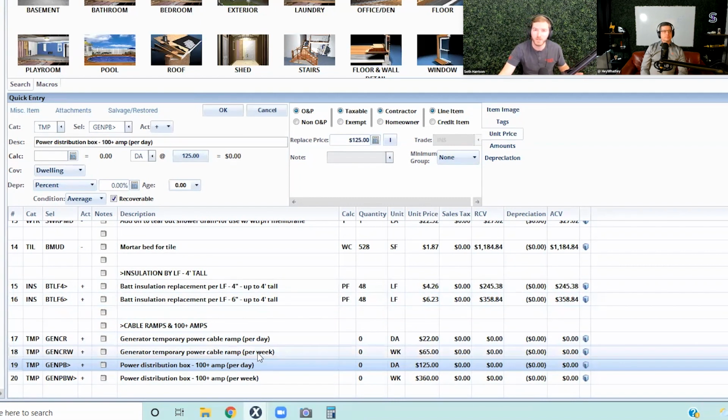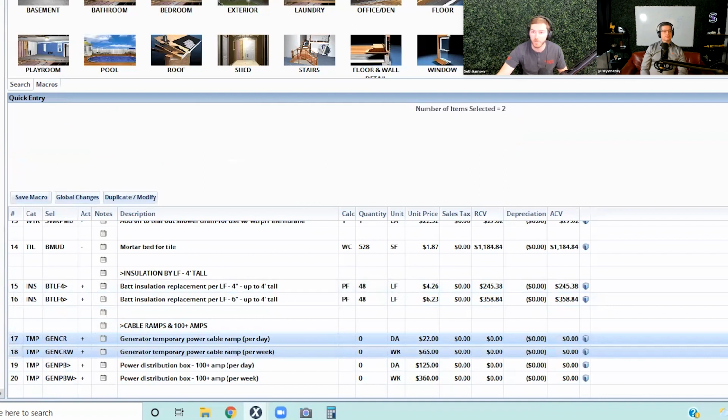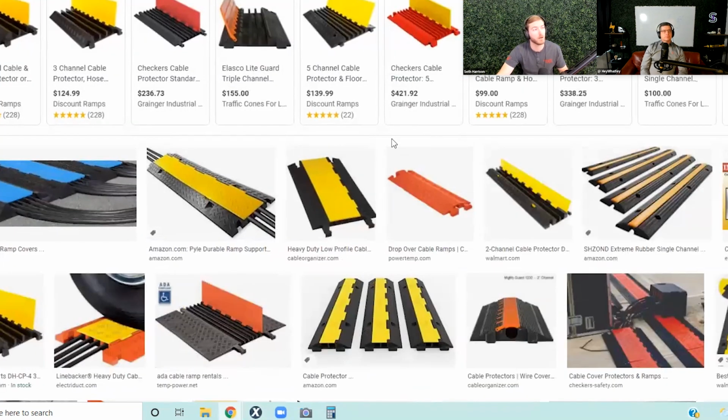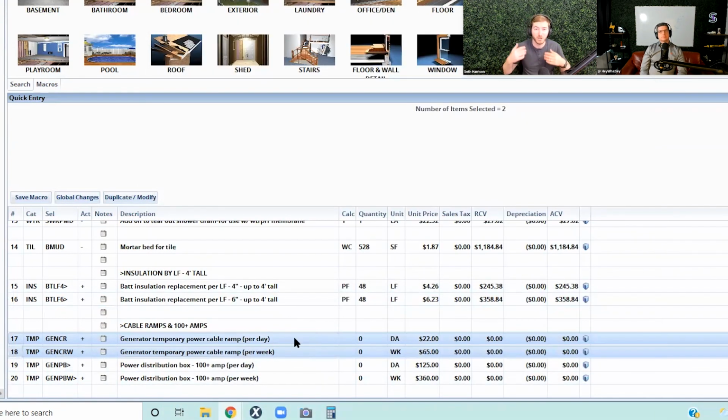So I thought this was interesting that they've added 2 new line items and clarified the 2 existing line items. Specifically, first and foremost, generator temporary power cable ramps. For those of you that are not sure what a power cable ramp is, these are the things you use on site to string your cords through to protect them so that people can walk on them. Nice to have these when you're working on large losses, you need power, you're setting everything up.